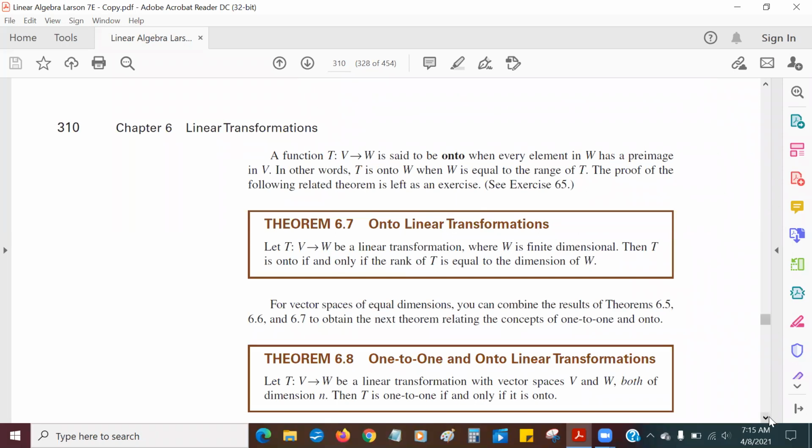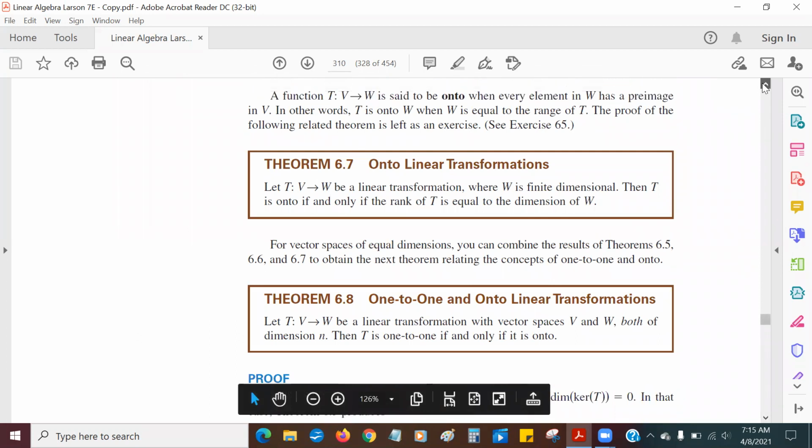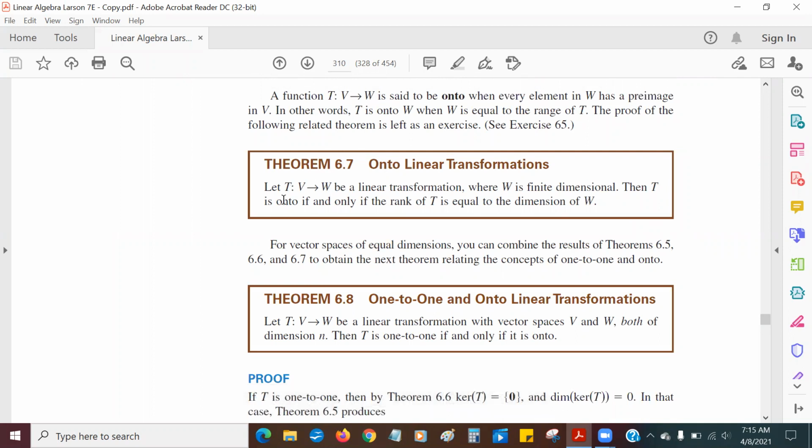Now we have a couple other theorems. The first one we're not going to prove. The second one we are going to prove. If T is a linear transformation from V to W, and W is a finite dimensional vector space, then T is onto if and only if the rank of T is equal to the dimension of W. Just to refresh your memory, the rank of T means the dimension of the range of T. Now, the range of T lies within W.